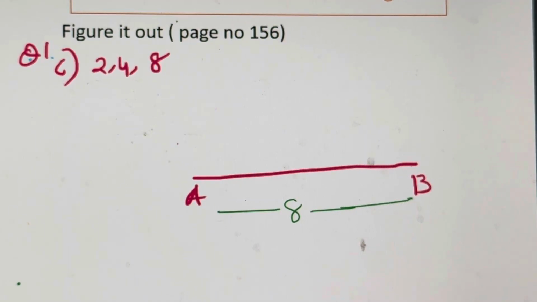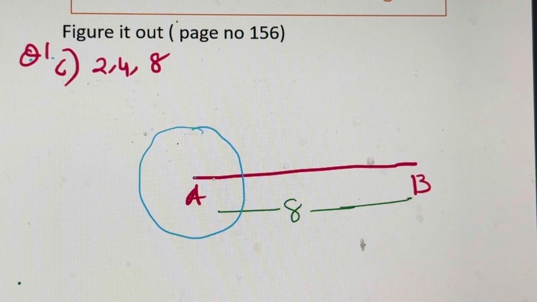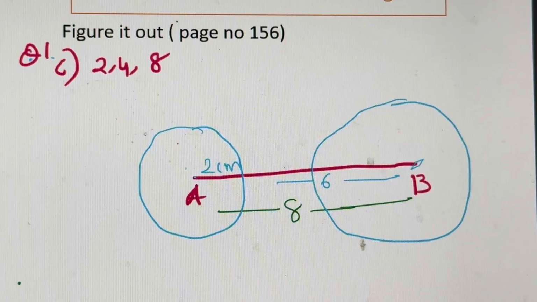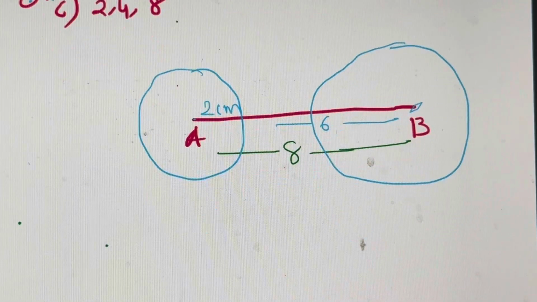Now we draw a circle with radius 2 centimeter, taking A as a center. So there will be a small circle formed over here. So this is 2 centimeter. Now remaining is 6. This remaining is 6. So if we take radius 4 centimeter and center as B, the circle will be formed over here somewhere. Right, so the circles will not intersect each other in this case, so triangle will not be formed.